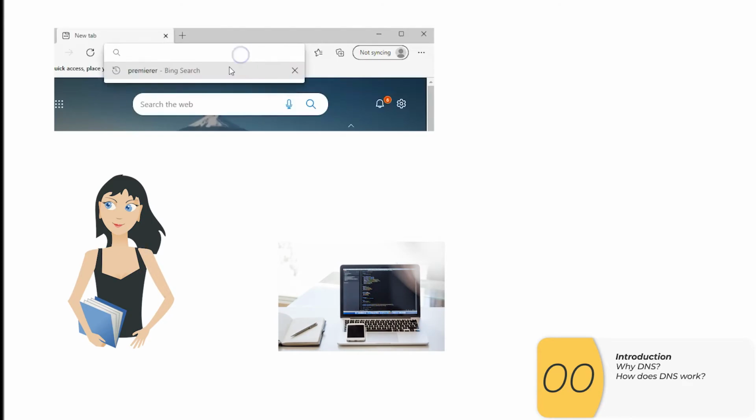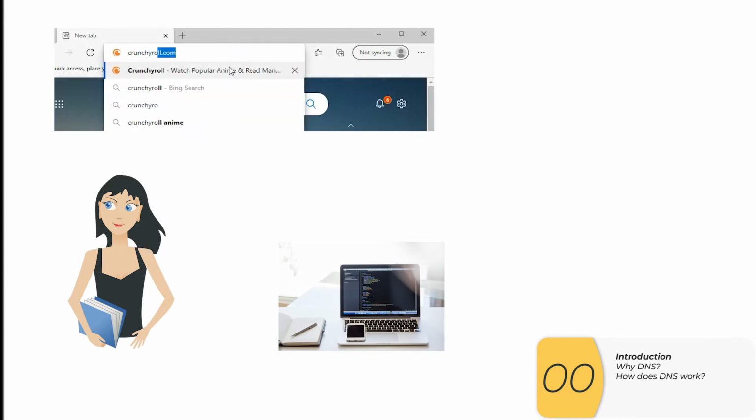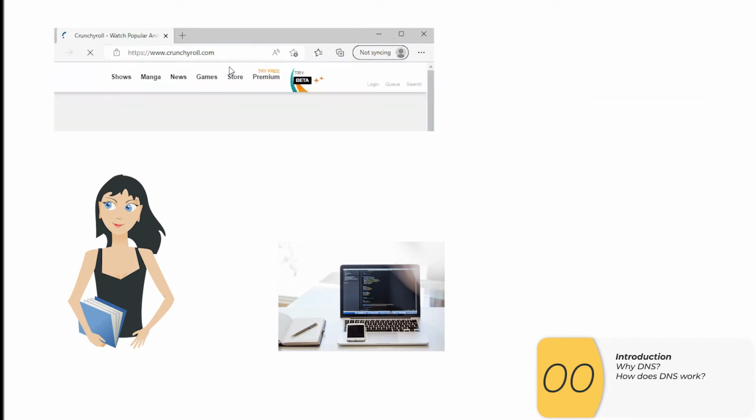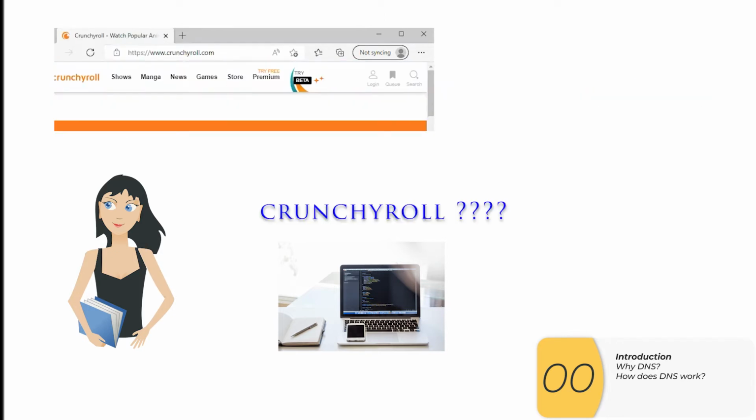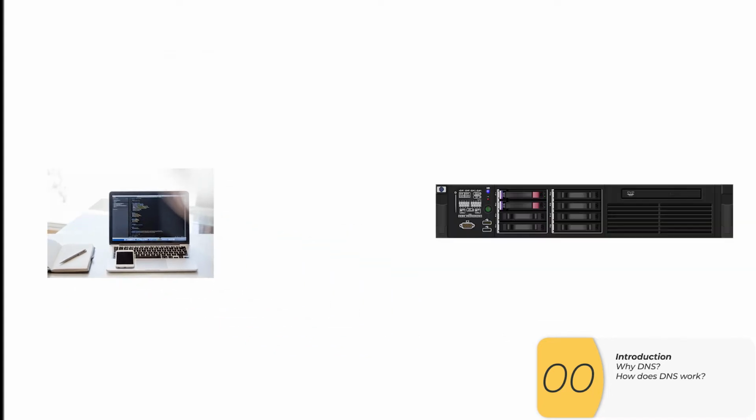So this is how it works. My student types into the browser crunchyroll.com. This is called a host name, the name of the computer, the host. My student's computer doesn't know where to look for Crunchyroll because Crunchyroll is words and the computer only knows numbers. But the computer could ask for help. So it asks a designated computer on the network, and this designated computer is called a DNS server.